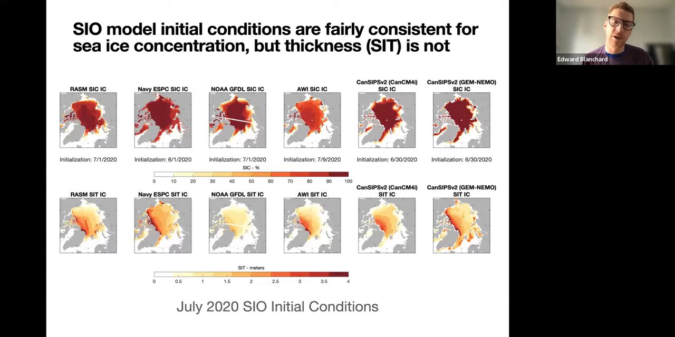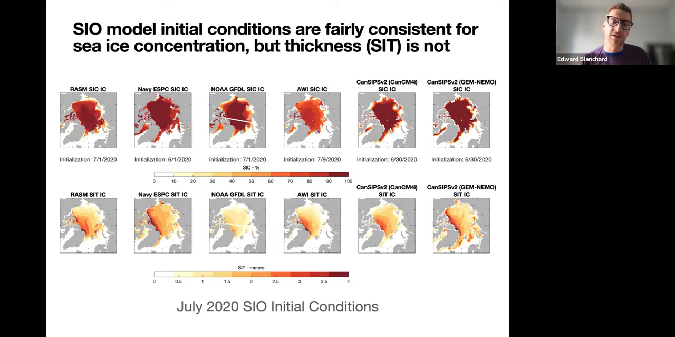We know that forecast skill depends, or one of the things it depends on is the initial conditions. So we invited the contributors to share those fields with us, and about 5 or 6 modeling centers have done so. What I show you here, the top row is the sea ice concentration in the initial fields at initialization. And then the bottom row is the sea ice thickness fields at initialization. And you can see the different dates there.